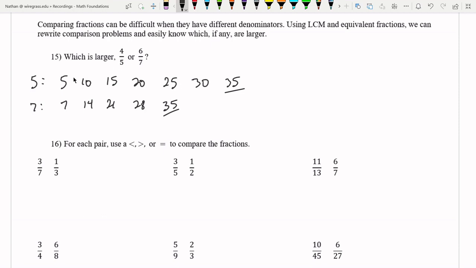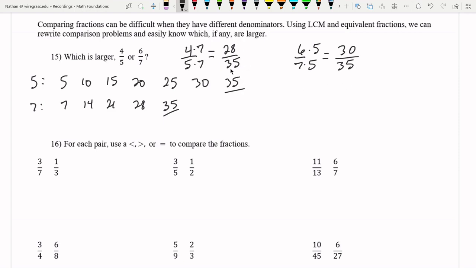And the way I'm going to do that is I'm going to take 5 times 7, which is 35. So 4/5 times 7 over 7 should give an equivalent fraction. It's going to be 28 over 35. So 4/5 is the same thing as 28 over 35. And 6/7, right? 7 times 5 is 35, so I multiply this by 5 over 5. 6 over 7 is the same thing as 30 over 35.